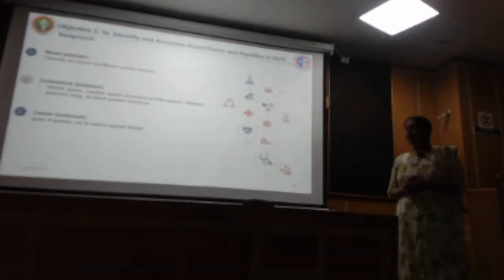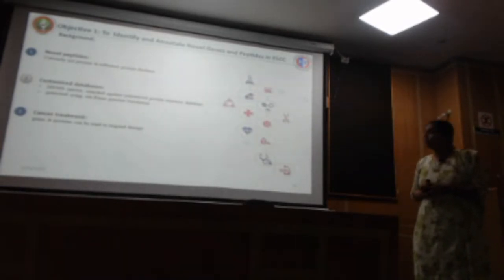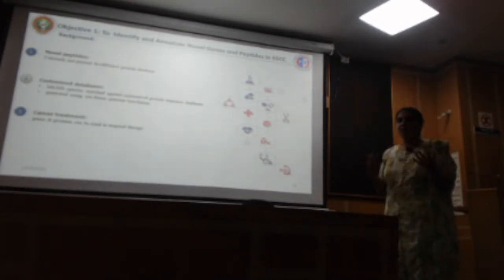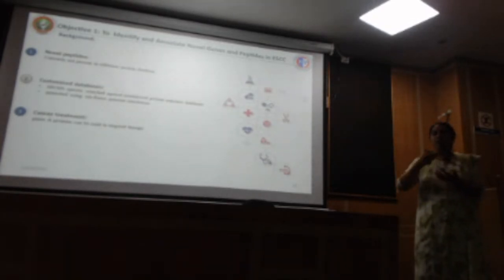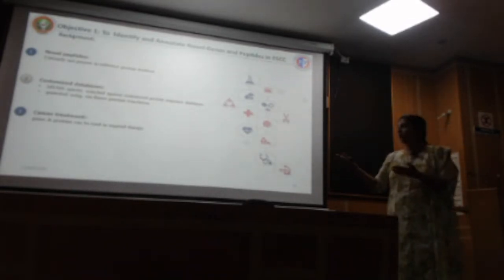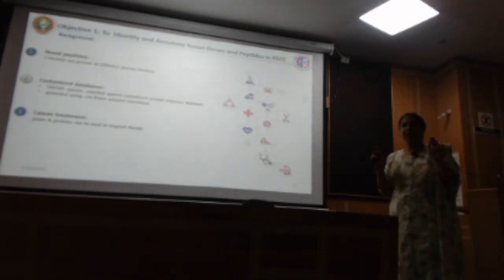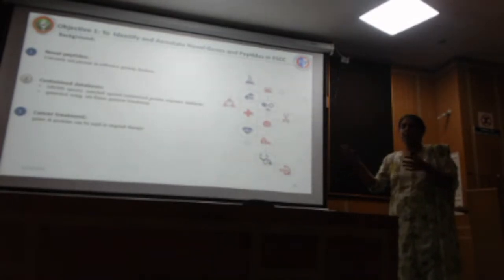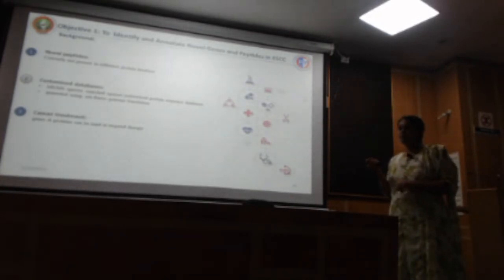Coming to the first objective, that is, to identify and annotate the novel genes and peptide sequences in esophageal cancer. This is the background of what a novel peptide is. A novel peptide is a peptide sequence which is not present in the reference protein database. That means the reference protein database already has a curated set of peptides. So we are looking at missed information in the genomic section which can be expressed at the proteomic level. We are looking at information which we can tag along to the genomic section. This is called novel peptides.